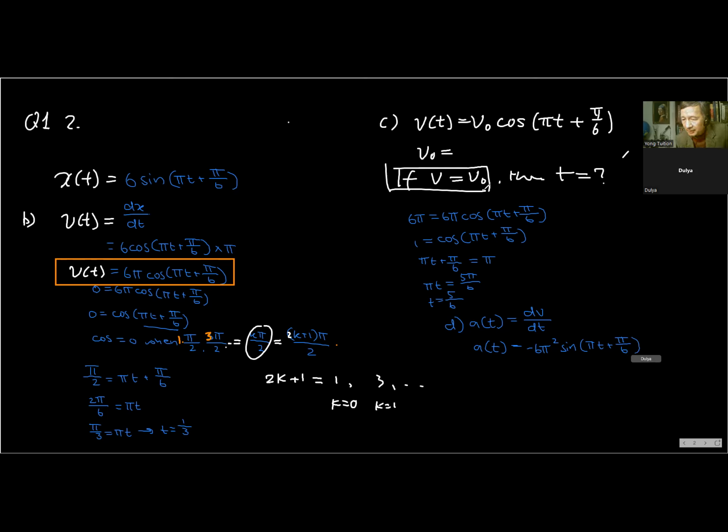Okay, what is the question thereafter? They want to find the initial acceleration. So initial acceleration, just t equal to 0. Sine 30 degrees is half, right? That's it.